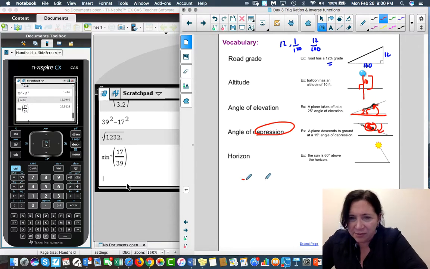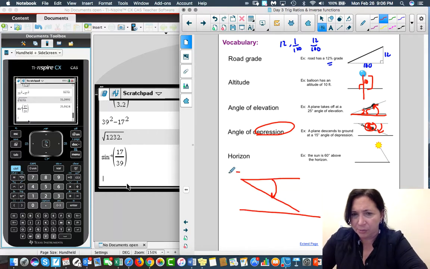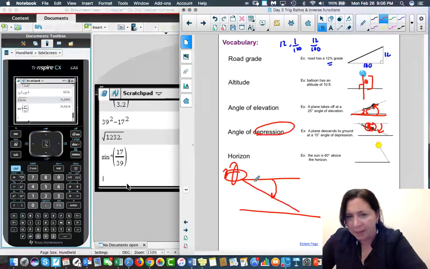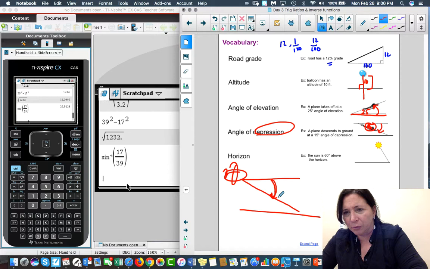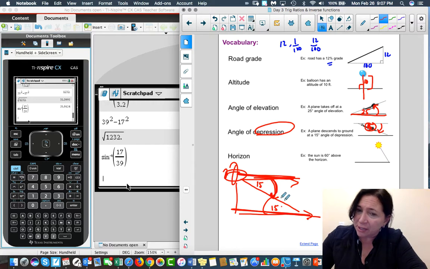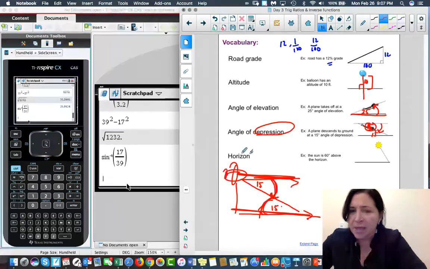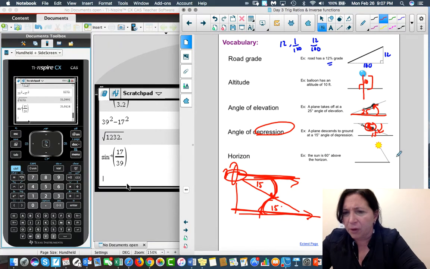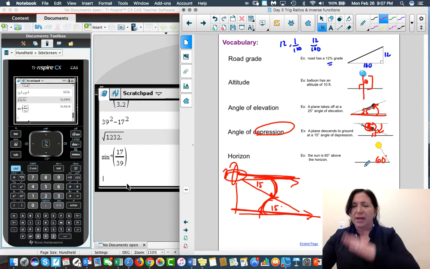one of my favorite things is to show you on this, that if you have an angle of depression, right, which is here's your plane, and your plane's flying along, and it all of a sudden has an angle of depression where it's going down, let's say 15 degrees. Well, this horizontal and this horizontal are actually parallel, which means that if this is 15, so is this. That's also 15 degrees, okay? So it makes sense that my angle of depression is actually the same as my angle of elevation, okay? So keep that in mind. And the sun is 60 degrees above the horizon, so there's your 60 degrees. So again, that's looking up.